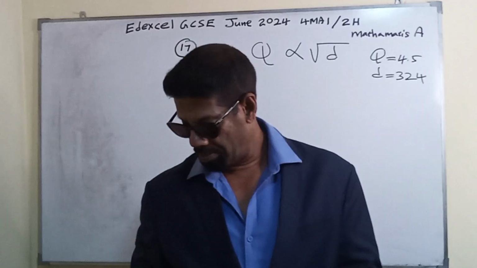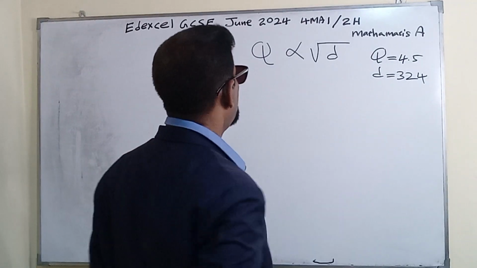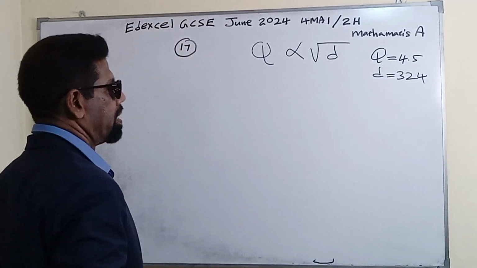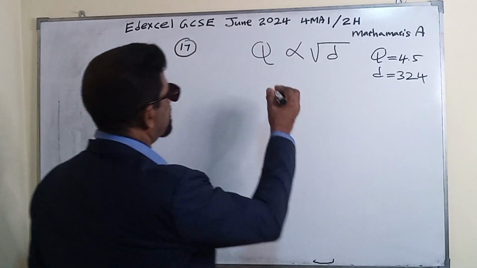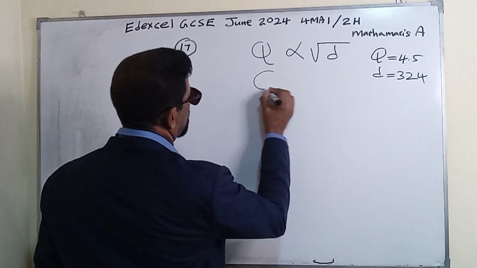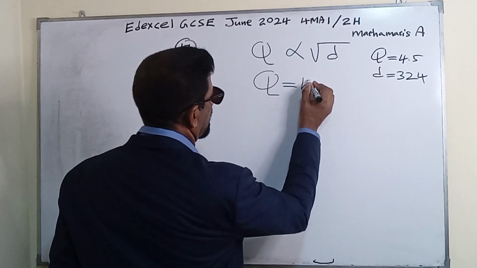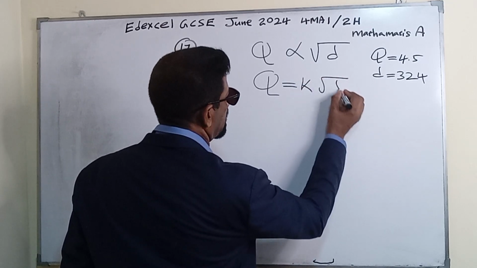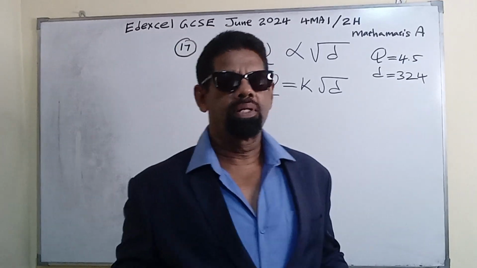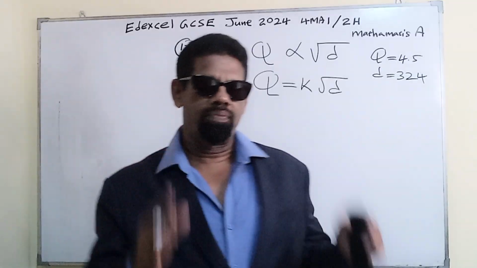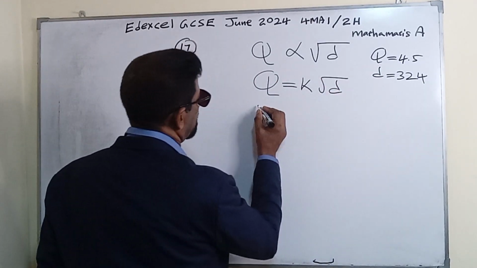So how to do this? When you are writing a proportional statement, you replace the proportional sign with equals and a constant k. So Q equals k square root d. Then you substitute the Q and D values, and then you can find k. That's the method. Follow: Q equals 4.5.